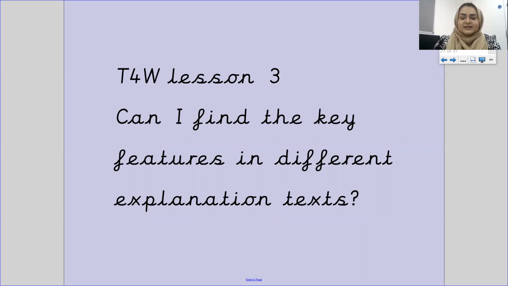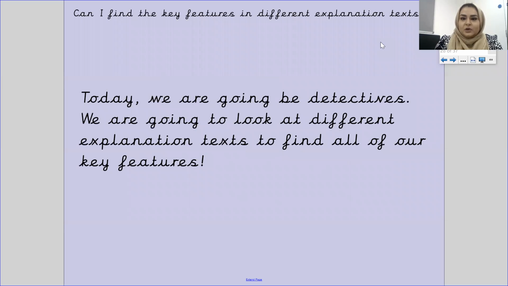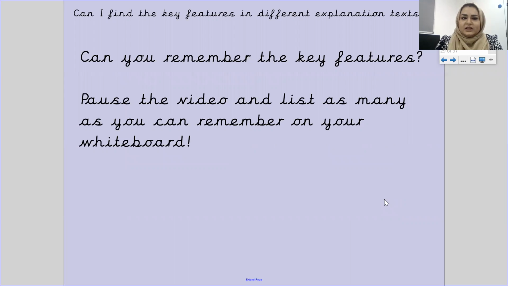So today is the 3rd of March 2021, and our learning objective today is can I find the key features in different explanation texts? Today we are going to be detectives. We are going to look at different explanation texts to find all of our key features. Can you remember the key features?